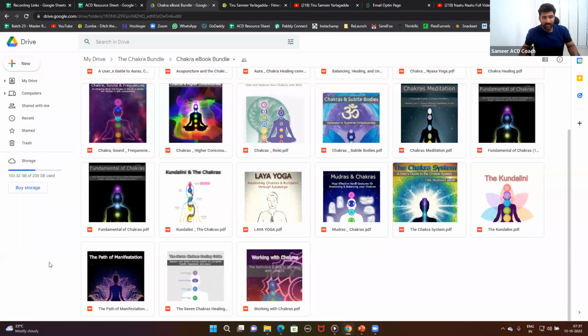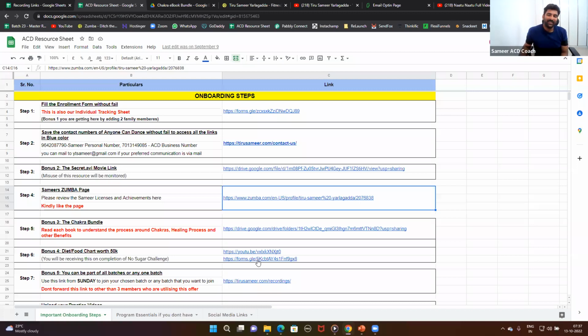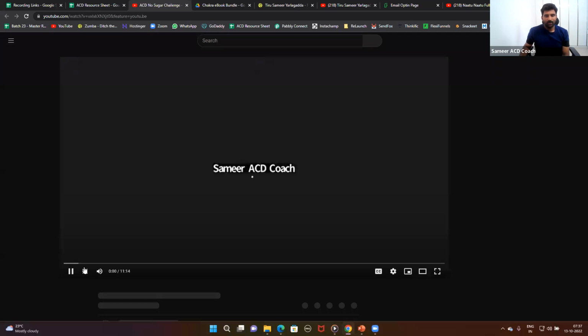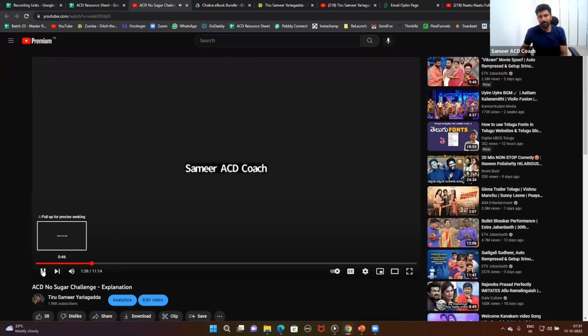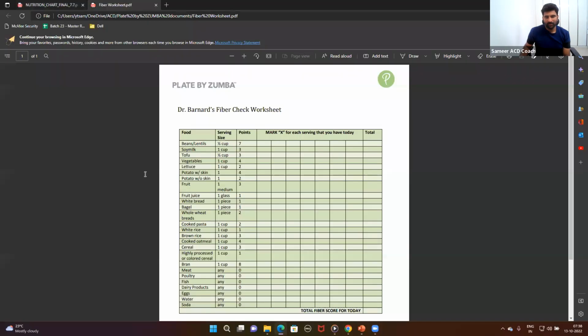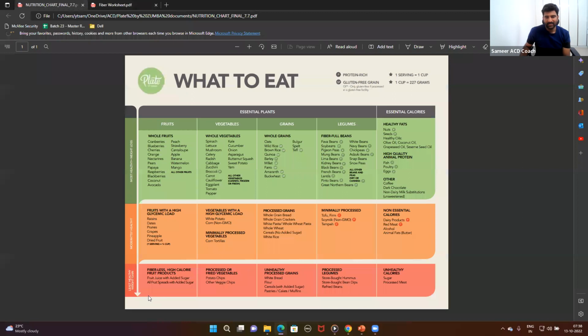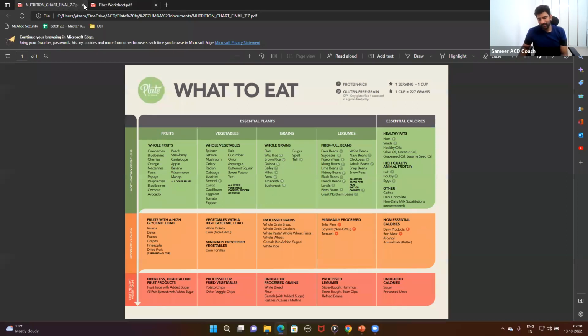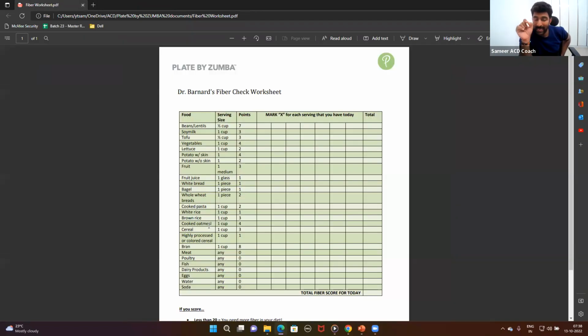And the chakra bundle and the diet food chart are worth 50,000 rupees. You know the amazing thing, there is a video called No Sugar Challenge, which is exclusively for the people who are doing the lifetime membership enrollment. If you pass this challenge, I'm going to provide a nutrition chart: which is the most healthy food, moderate healthy food, least healthy food. This sheet costs 50,000 in the market, and I'm giving it as a reward to the people who pass that challenge.